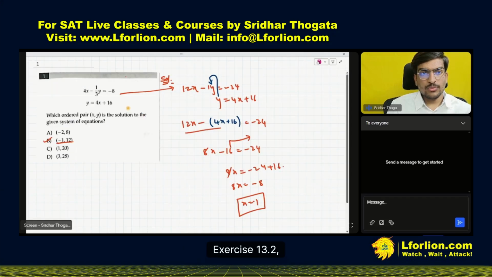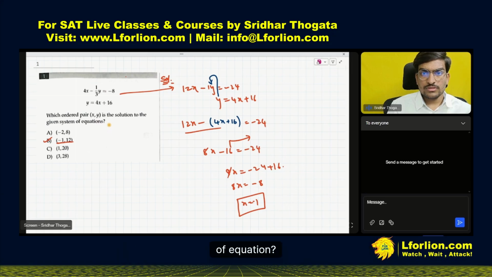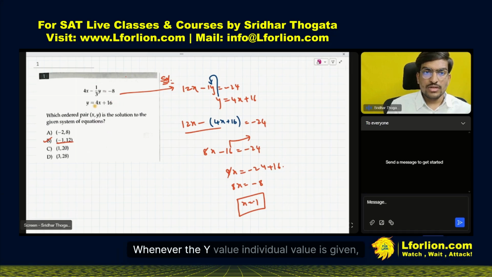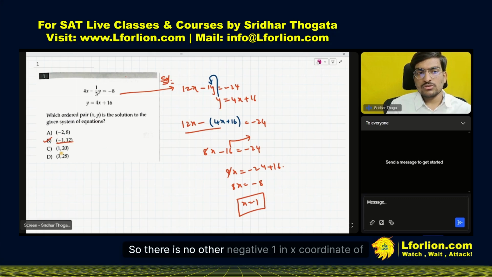Exercise 13.2, question 1. The given two equations, which ordered pair x comma y is the solution to the given system of equations? So which will be the solution of the given system of equations? It's so easy. Whenever an individual y value is given, just substitute this y value here and then start solving it. Do the basic operations. You get x equals -1. -1 is in option B for x. There is no other -1 in the x coordinate of any other option. So obviously it's option B.